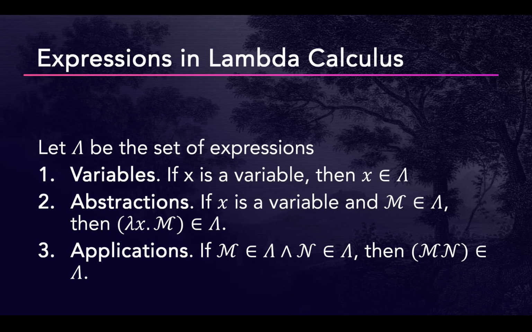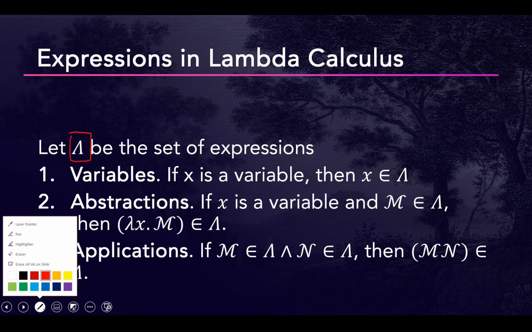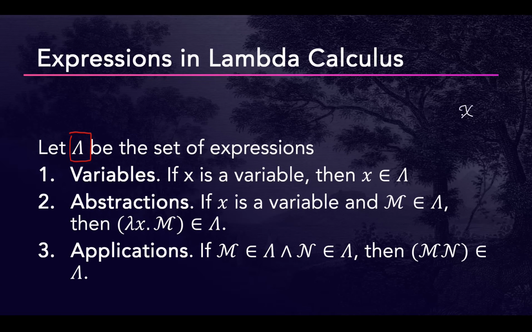These are the expressions in the lambda calculus formalism. Let big lambda, that's what this character means, be the set of expressions. One, an expression can be a variable. For example, an expression that looks like x, that is a variable. And when we say that it is a member of the set big lambda right here, we're saying that this is a valid lambda expression.